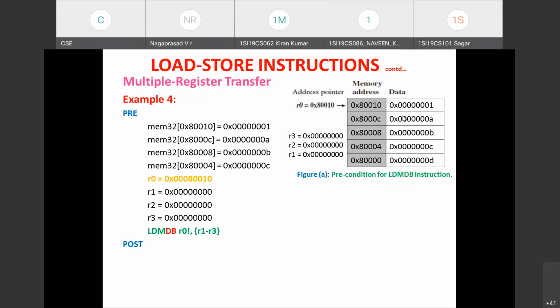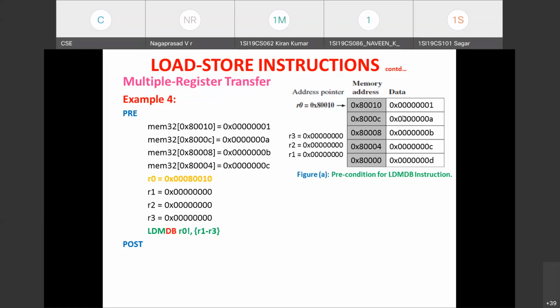Whenever you are using increment after or increment before instructions, since we are moving from a lower address to a higher address, the address will be incremented either after or before performing the memory access. So whenever you are moving from lower address to higher address, the order in which registers are considered is lower register to higher register.